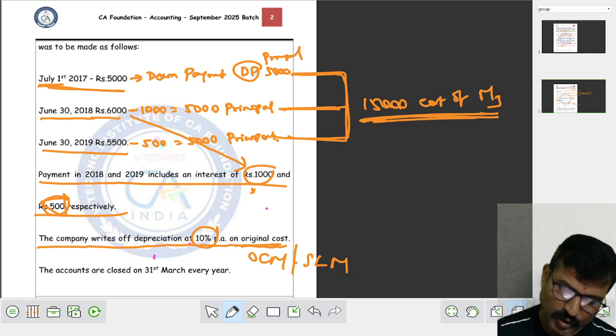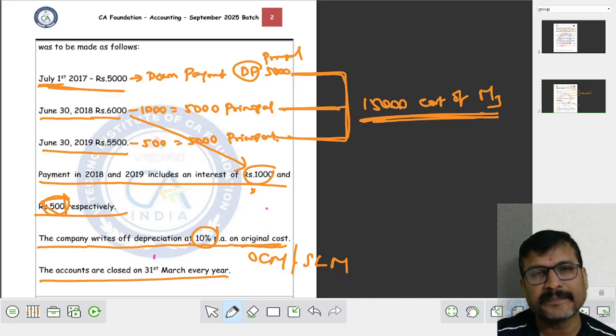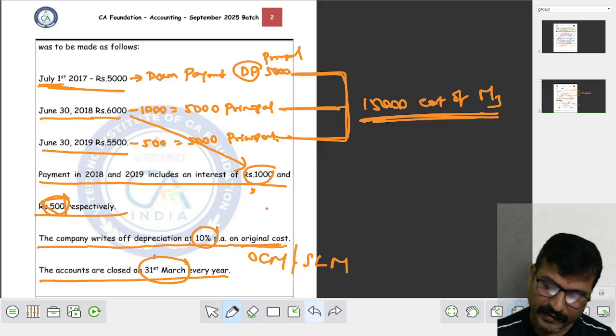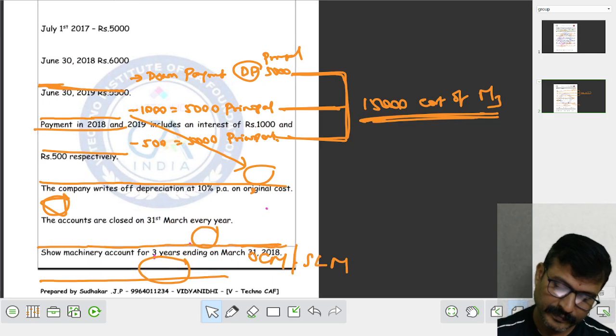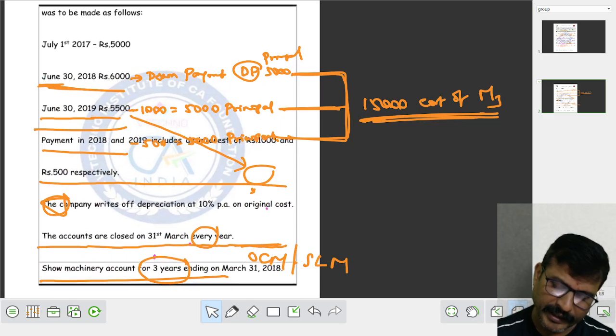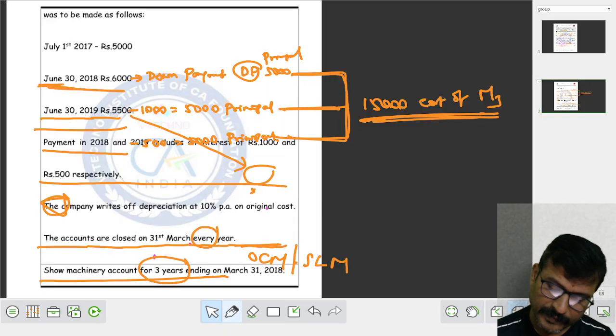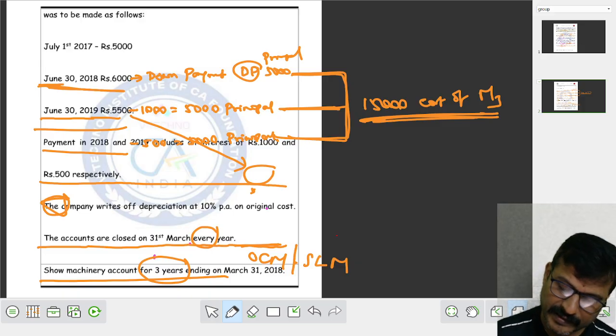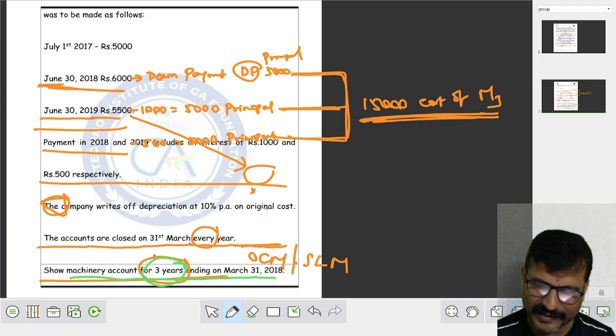Okay. Accounts are closed on 31st March every year. Closing date is also given. What we have to do? Show the machinery account. How many years? We have to show the machinery account for 3 years.